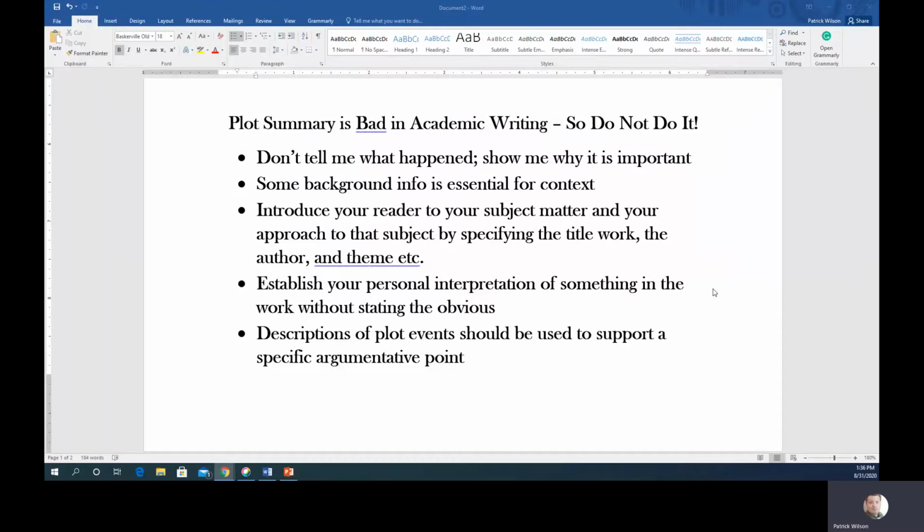The author, okay, again, we read 7 or 8 different short stories, so there's different authors for each one. So you want to make sure that you pair the right title to the right author. And then you want to provide some sort of theme or content that you're going to talk about throughout that particular piece. You want to establish your personal interpretation of something in the work without stating the obvious.